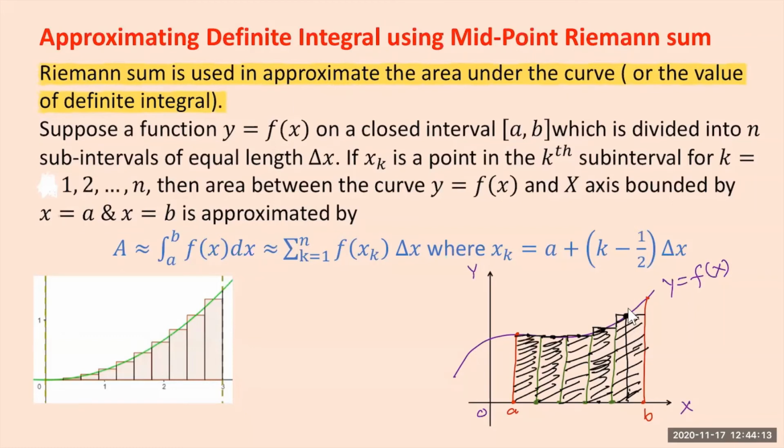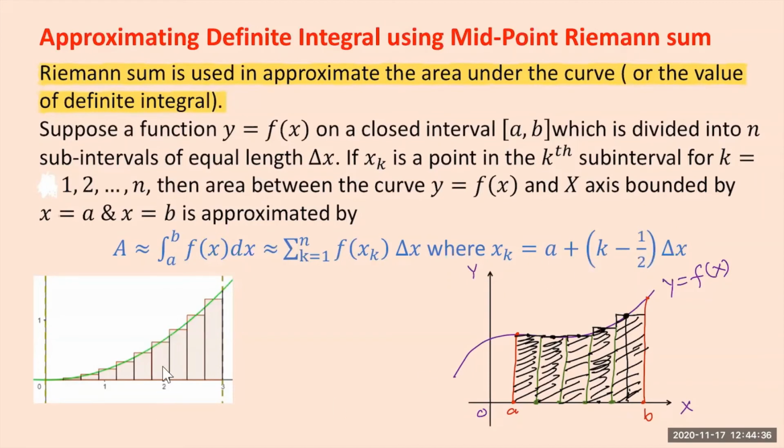When we say add, we use the summation like this. Summation k equal to 1 through n f of x k delta x. And since this is the midpoint, in order to find the point in the middle, which is halfway through, x k is calculated using this one. x k equal to a plus k minus half delta x. Okay, that is the formula that we'll be using.